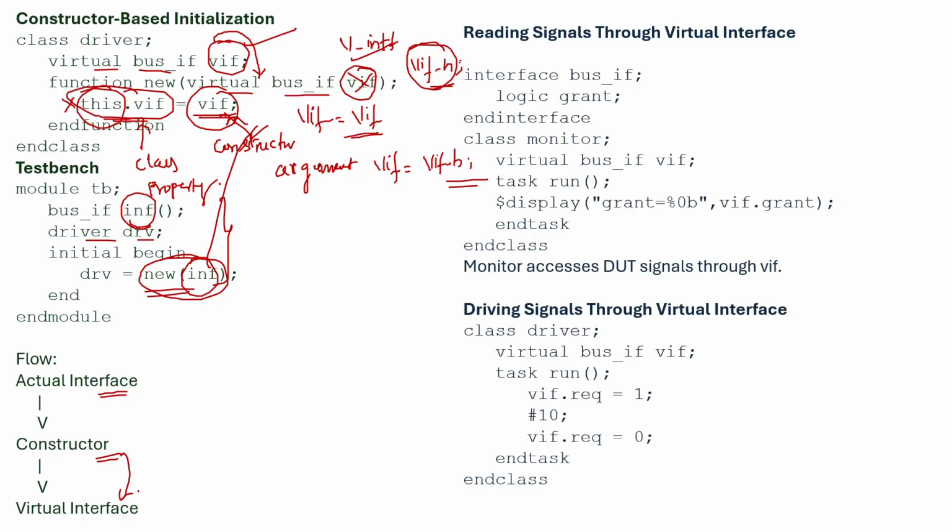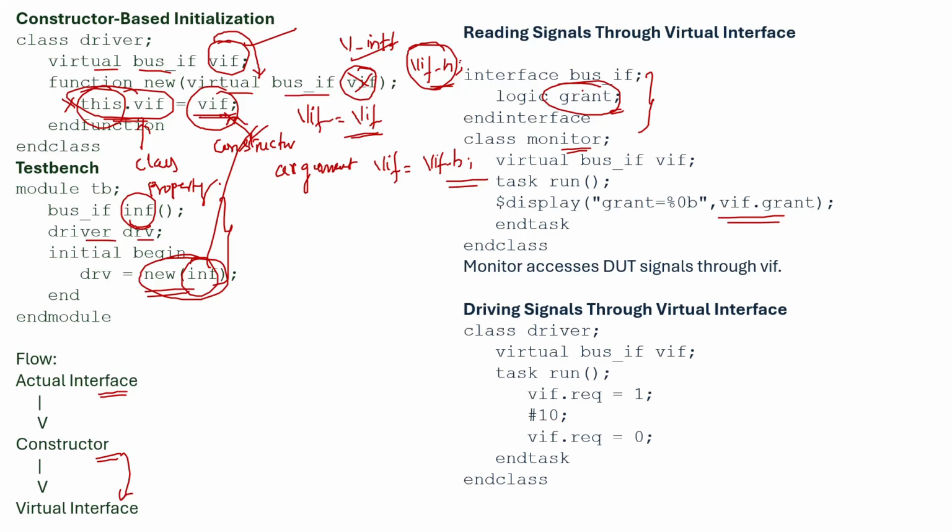Okay. So reading signals through virtual interface. How am I reading the signals? Through vf dot request equal to some value and vf dot request equal to some other value. Okay, we are driving the signals. Okay, that is the reading the signals. See, interface. This is my physical interface. In this grant I am mentioned and monitor. Monitor is observing the signals. See, vf dot grant we are observing. Okay, so through virtual interface we are getting this grant signal, then reading the signal.